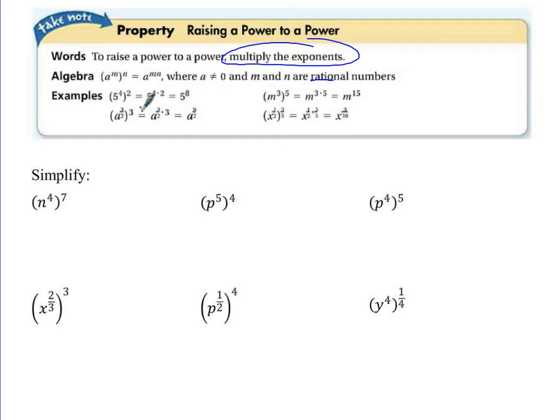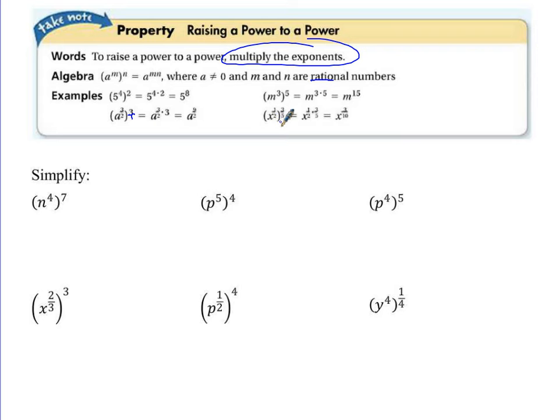Over here, a to the 3 halves to the 3rd. How do we handle that? Way back in August, we learned how to multiply fractions. We multiply straight across. So this is like a 3 over 1 here. And then I multiply across. 3 times 3 is 9. 2 times 1 is 2. So this becomes a to the 9 halves. It doesn't matter that it's a fraction exponent. We can still do that same rule.